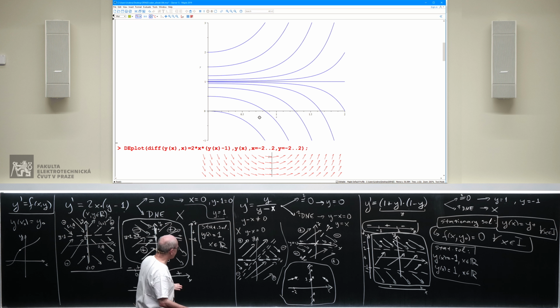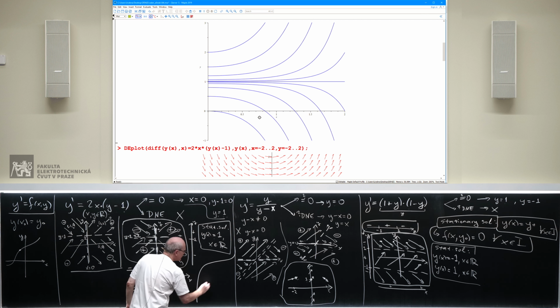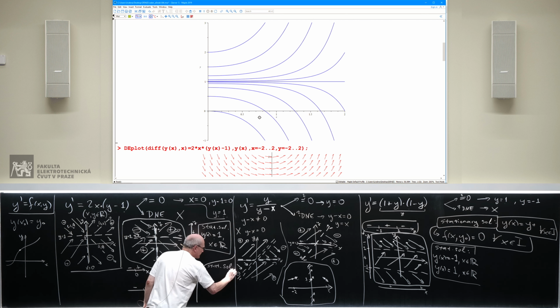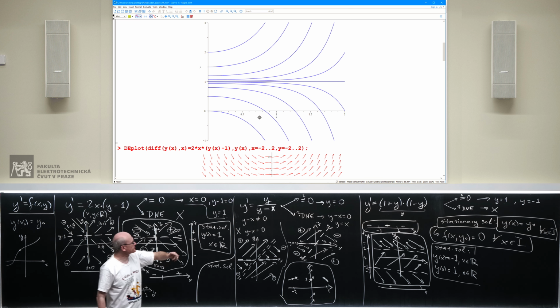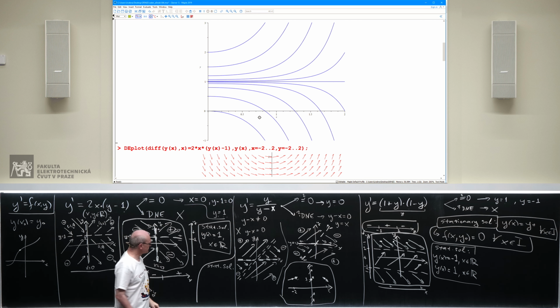So, okay, I'm running out of room, so I'm going to borrow over here. There's a stationary solution, or perhaps more. I have to be careful because there is a condition on existence. So there are actually two stationary solutions.